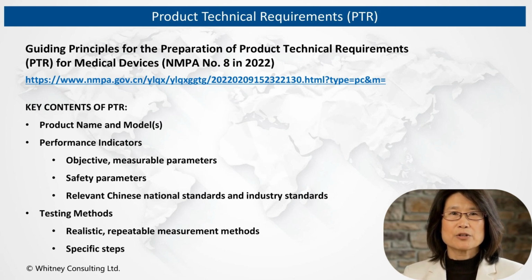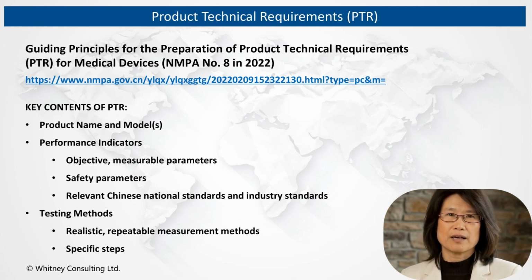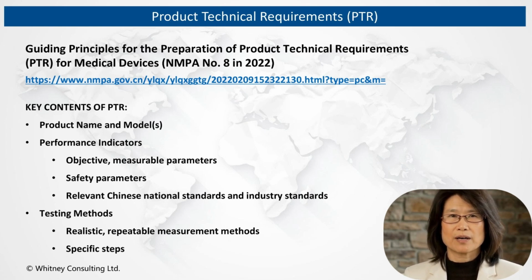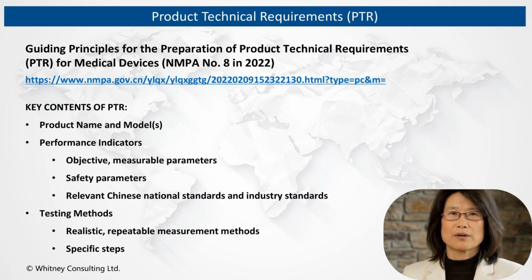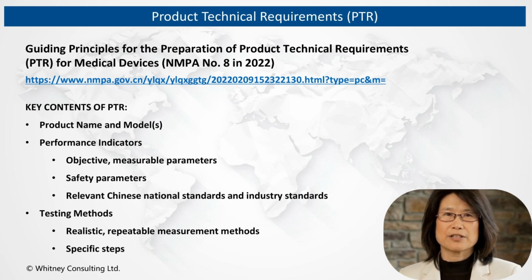Besides preparing the test unit, one of the most important documents that must be available is the Product Technical Requirements, PTR. PTR is a document that outlines all technical parameters of the device, anything from the performance specifications to safety indicators. It is crucial that PTR includes relevant Chinese national and industry standards for this type of device. Testing method must also be described in detail. The steps should be clear to ensure objective, measurable parameters are verified.